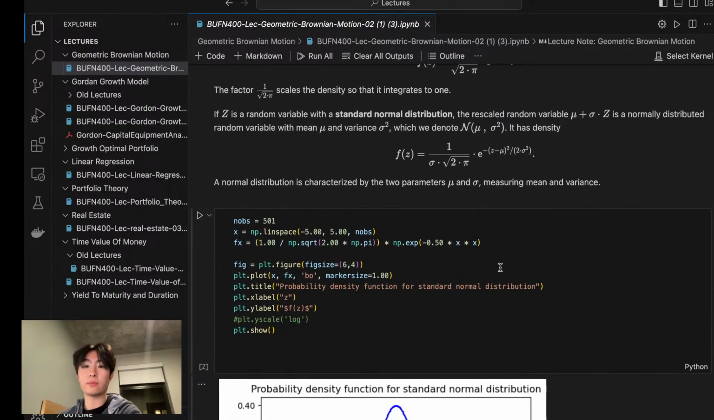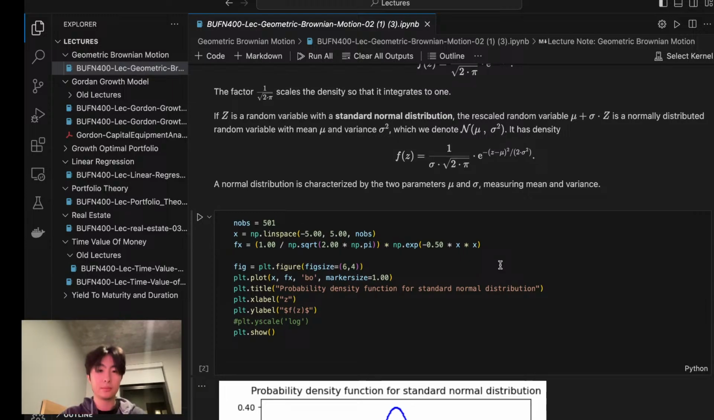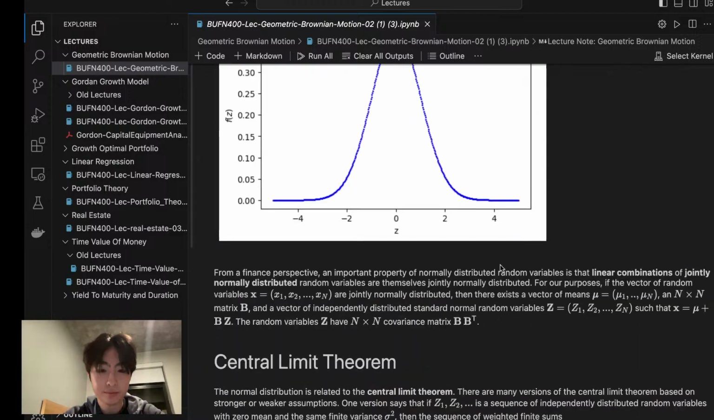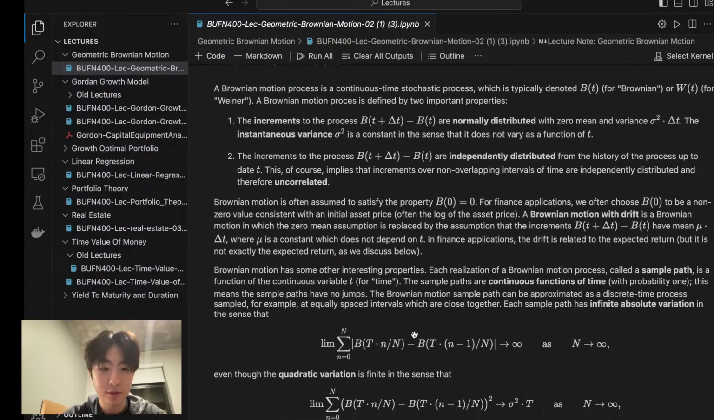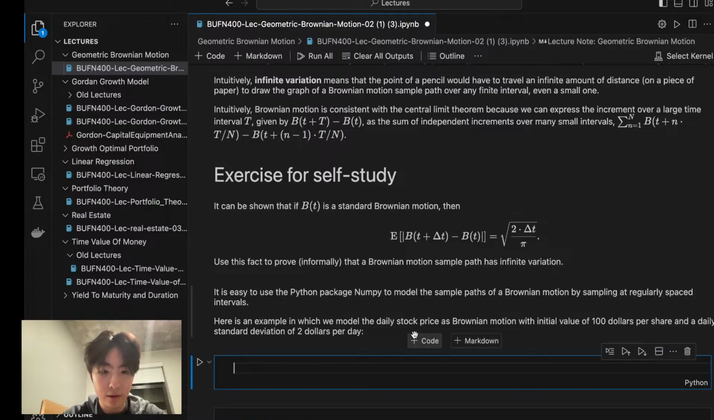So I have them pulled up on my Mac I'm currently streaming on, and then I'm also going to pull them up on my desktop. But let's take a look. So this is the notebook on geometric Brownian motion.